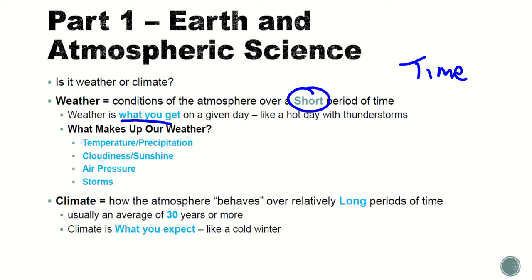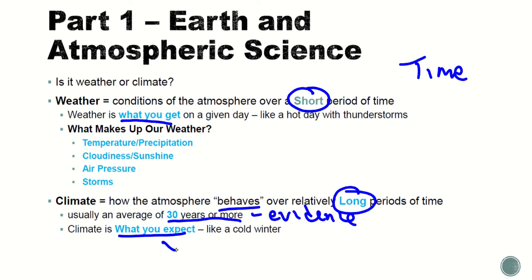Whereas climate, on the other hand, is over a long period of time, how it behaves, because you are factoring in over 30 years or more of evidence and information. So it's what you expect, because we are basing it off of patterns as a result. So time is your biggest thing when it comes to weather versus climate.